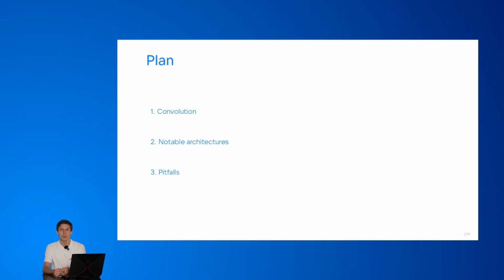Hello, today we will talk about another type of NNs. We will talk about convolutional neural networks, about convolutions, about training process, about notable architectures, and pitfalls. So, convolutional neural networks are used in CV tasks. They are popular in this field of research.